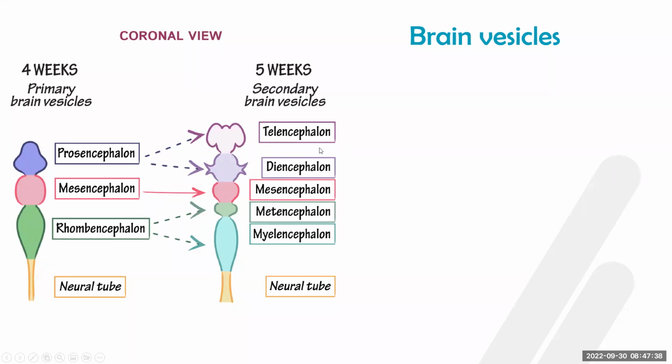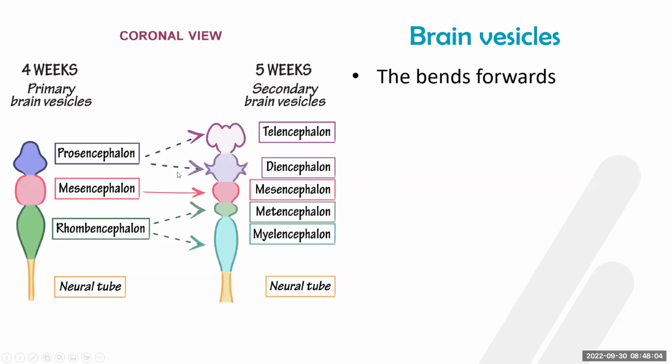Now, of course, you now know the telencephalon will give rise to the cerebrum. Diencephalon will give rise to the thalamus, hypothalamus, metathalamus, epithalamus, and the rest. The mesencephalon will form the midbrain, while the metencephalon will give rise to the pons, and the myelencephalon will give rise to the spinal cord.